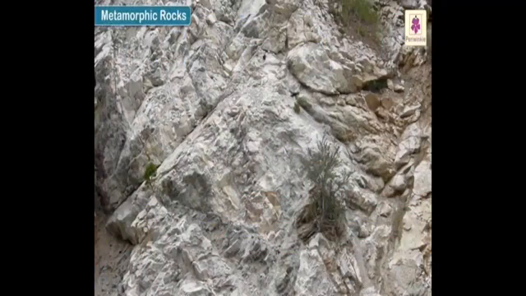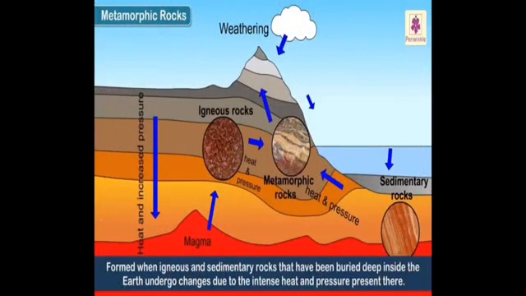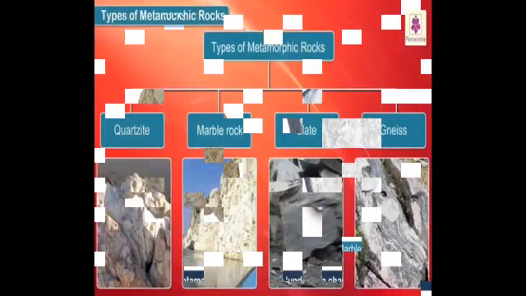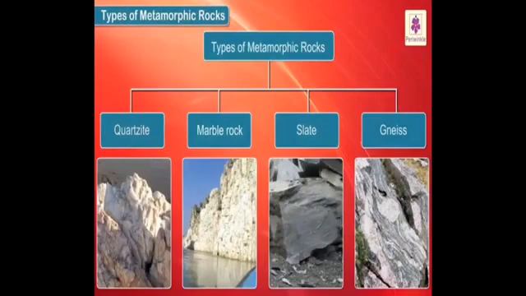Metamorphic rocks. Metamorphic rocks are formed when igneous and sedimentary rocks that have been buried deep inside the earth undergo change due to the intense heat and pressure present there. The word metamorphic itself means to undergo a change in form. Types of metamorphic rocks: quartzite, marble, slate, gneiss.